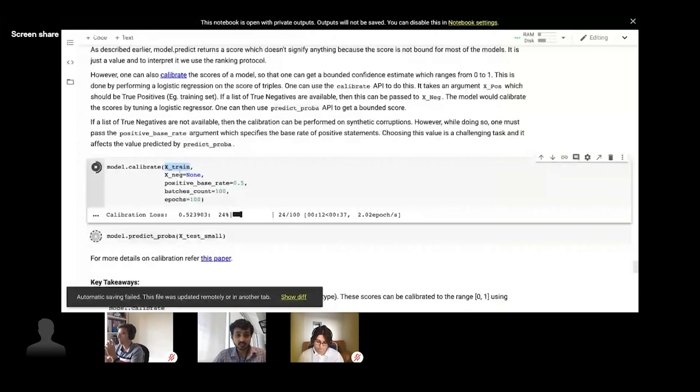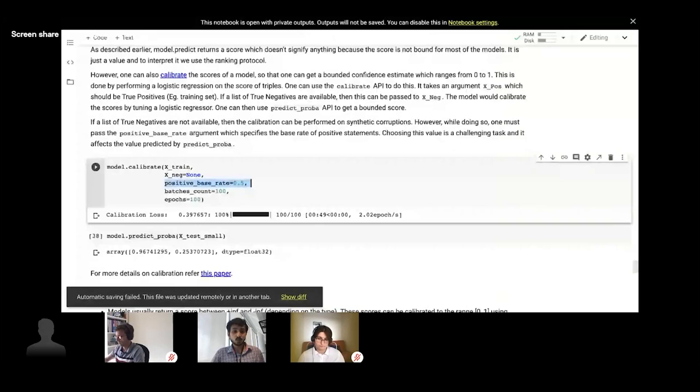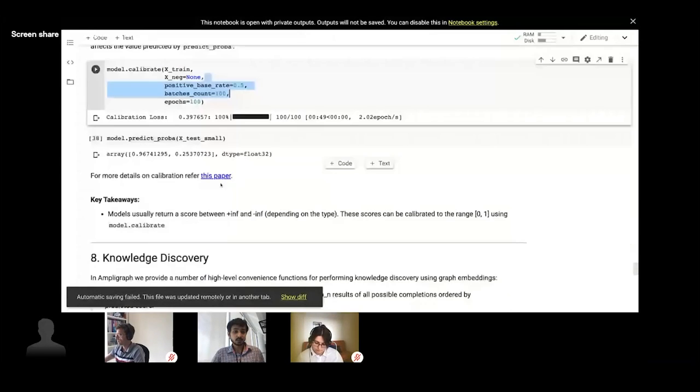But let's say you don't have negatives, then you can use synthetic corruptions like earlier. But when you do so, you need to choose this hyperparameter called positive base rate, which is a domain dependent parameter which you have to choose wisely. It basically specifies what percentage of your test set triples can be true. You have to look at your domain and think about how much of your test set, or your hypothesis that you are testing, can be true. And then you have to pass this. If you want to know more about calibrate, there's a paper reference here. This is a paper by Luca and Pedro. You can look at this in detail later, for details on how this calibrate API works and how to choose positive base rate.